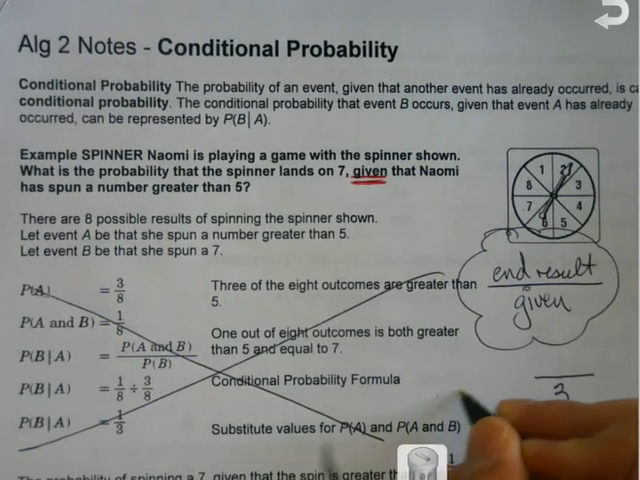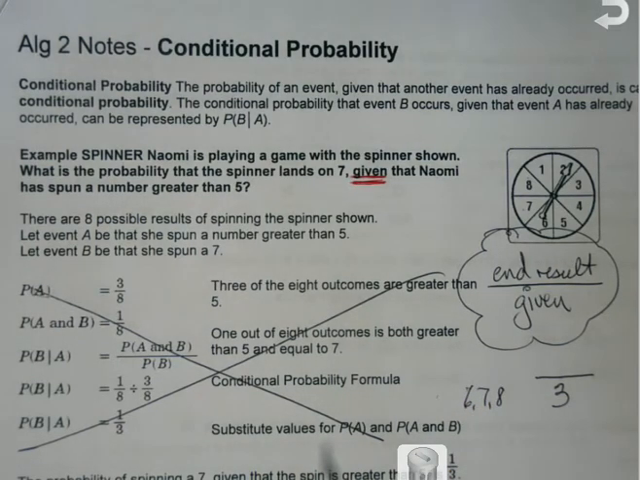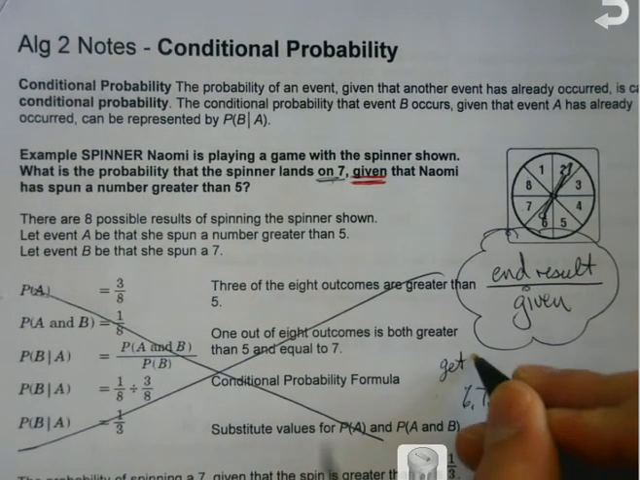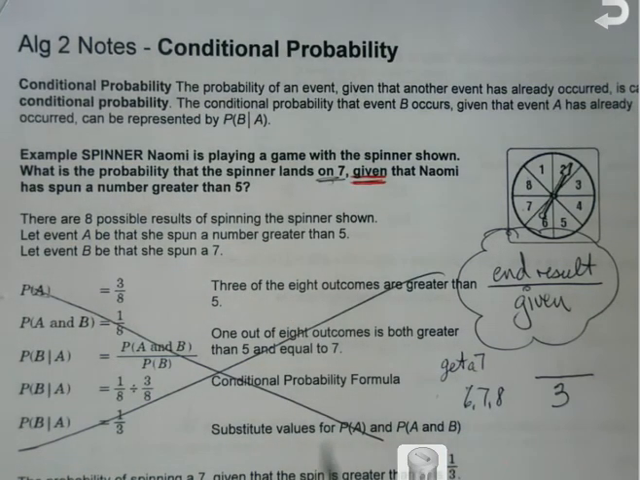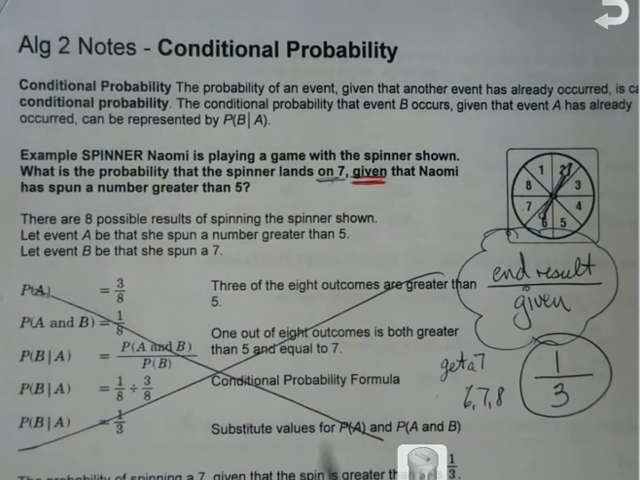So then my end result is, what did I want to happen? So we'll write these down. 6, 7, and 8 were the numbers I was looking at. What do I want to happen? End result, get a 7. How many chances do I have to get a 7 on this spinner? 1. Probability is 1/3. I'm done.